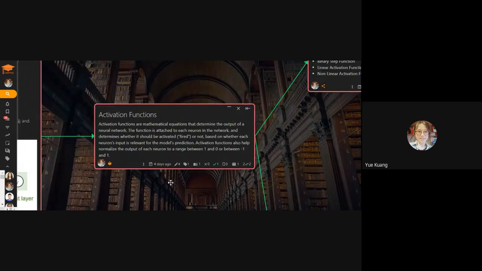So, activation functions are mathematical equations that determine the output of a neural network. The function is attached to each neuron in the network and determines whether it should be activated or not, based on whether each neuron's input is relevant for the model's prediction. Activation functions also help normalize the output of each neuron to a range between 0 and 1 or between -1 and 1.